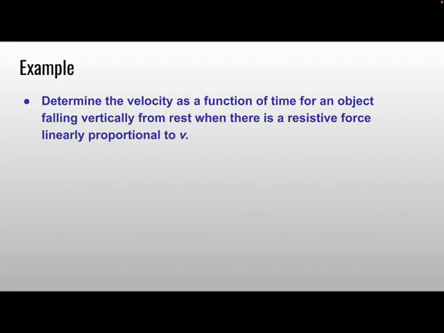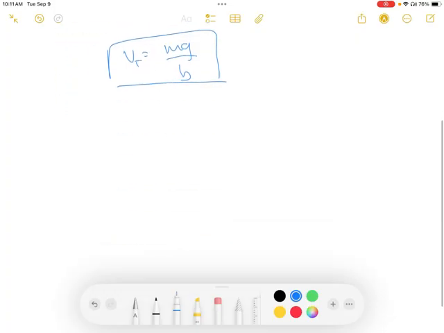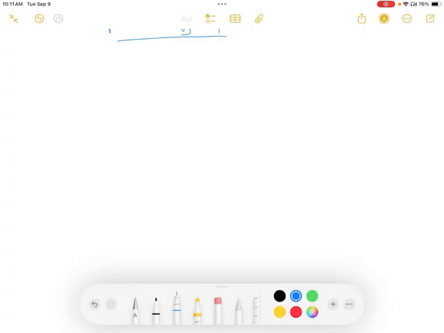let's see if we can find the velocity of an object as it falls through the air, starting from rest, when there is a resistive force that is linearly proportional to v. Okay? So, let's look at this. We will have our same formula, right? mg minus bv equals ma. And then we're going to have mg minus bv equals m dv over dt.